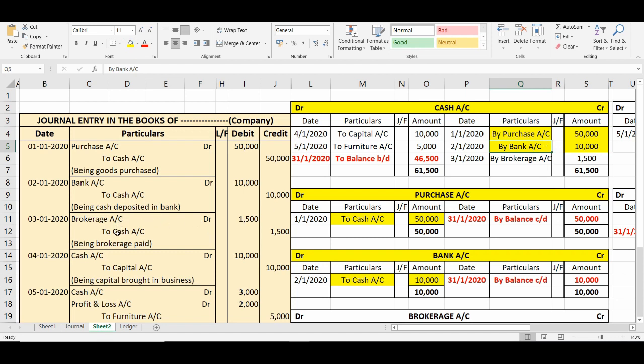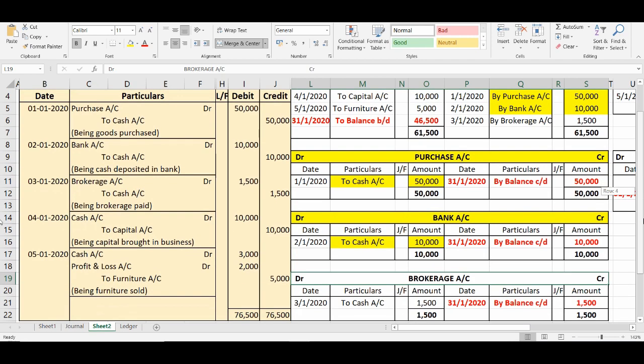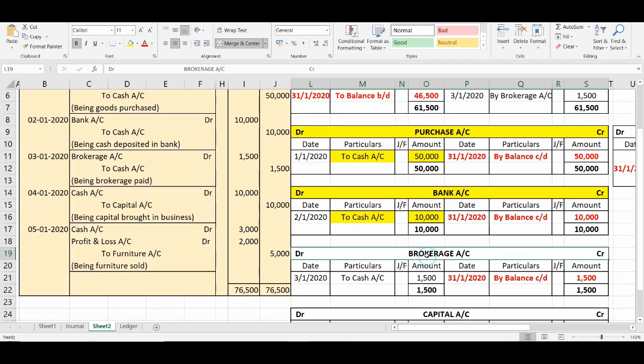Similarly, let's see the third transaction. The third transaction is brokerage paid. The journal entry passed for this transaction was brokerage account debit 1,500 to cash account credit 1,500. Now for cash account, we have already prepared a ledger. For brokerage we haven't, so a ledger for brokerage account will be prepared. Once we have prepared this ledger, we will pass the entry.